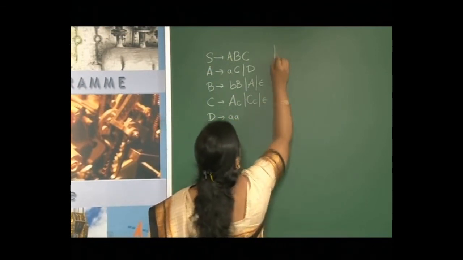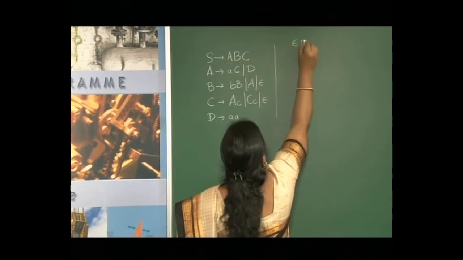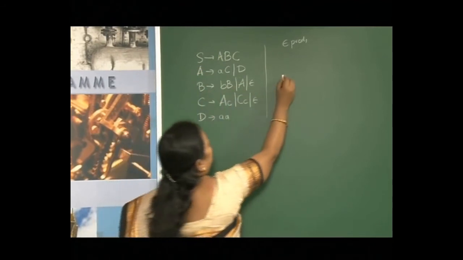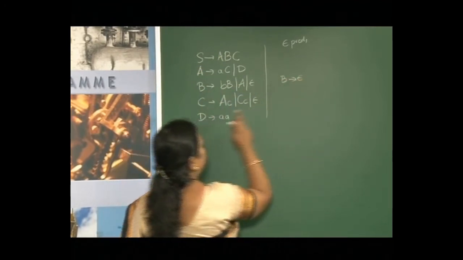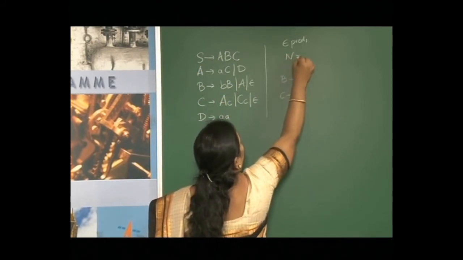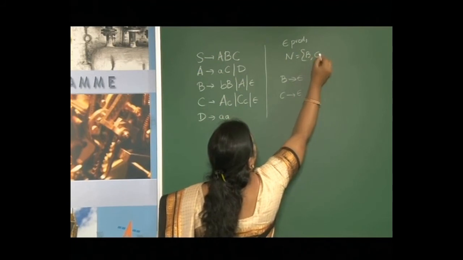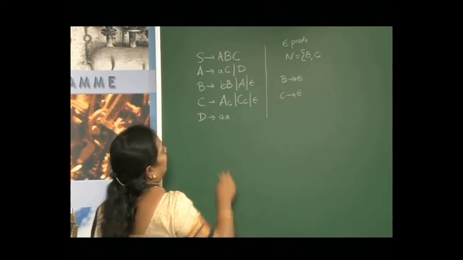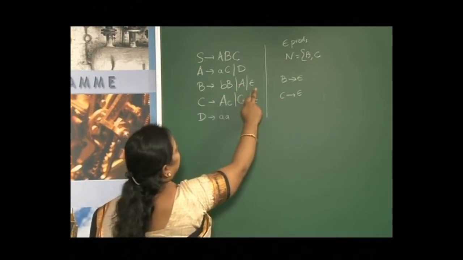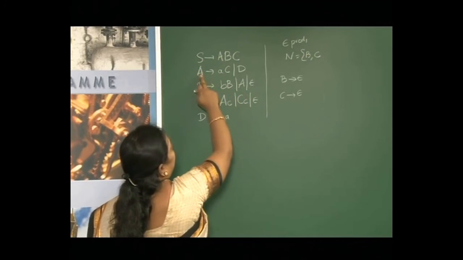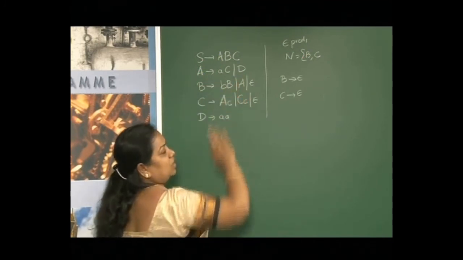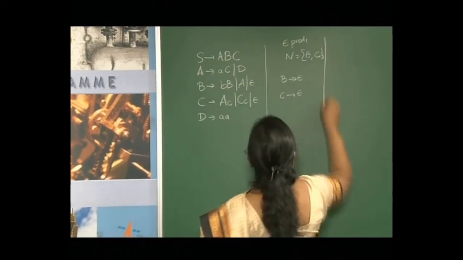Now if you see here, first what we must do? We must eliminate all epsilon productions. So which are the epsilon productions here? B tends to epsilon, then C tends to epsilon, so your N consists of B and C. Any other? B tends to A, but A tends to D. Is D epsilon? No. B tends to A. Is A epsilon? No. So the only set obtained is B, C.